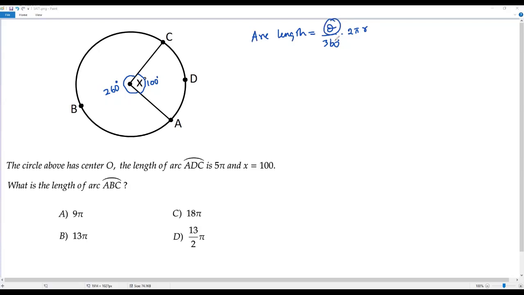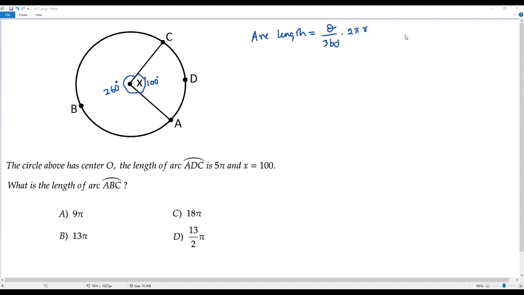I can plug in 260 degrees for theta. Apart from theta, I must know the radius of the circle, so that I can plug in the radius of the circle for r over here. But do I know the radius of the circle, or is it given in the question? No, I do not know the radius of the circle because it's not given in the question. So how do we get the radius? For that, we have to use the given arc length. The length of arc ADC is 5 pi. So we can use this arc length to get the radius of the circle.